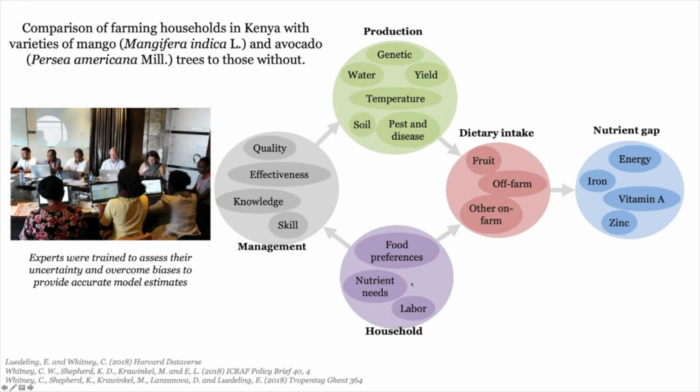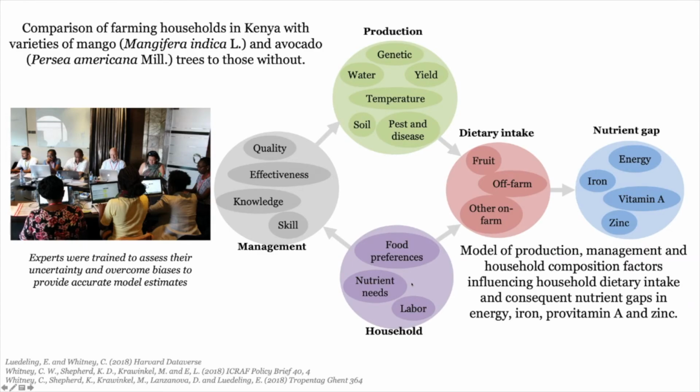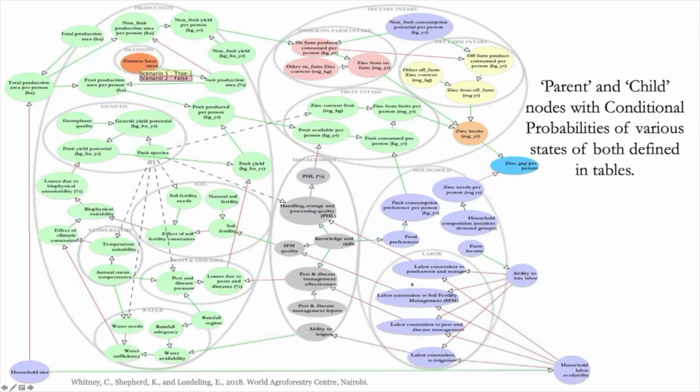You saw these people before. They're getting calibrated, and these are nutritionists, farmers, local experts, development researchers, and they're trained to assess their uncertainty, to provide distributions of uncertainty. In this case, actually, to provide quantitative understandings in the form of conditional probability tables. And what we do is we model the production and the management and see how that influences the dietary intake and the ultimate gaps.